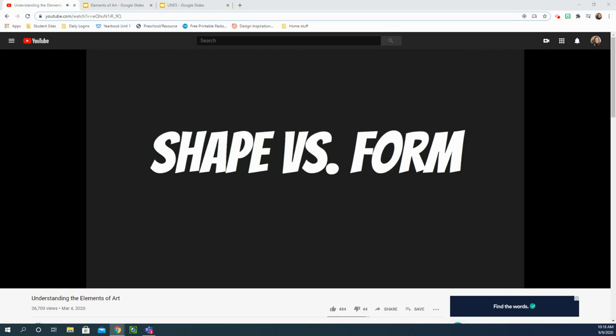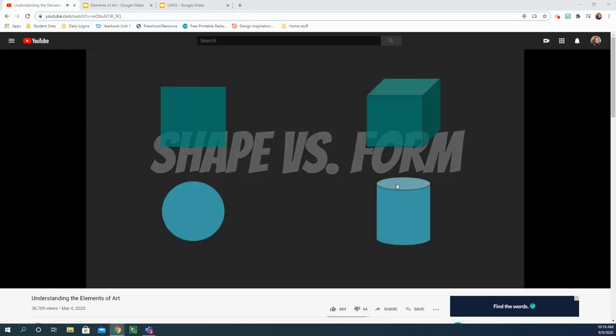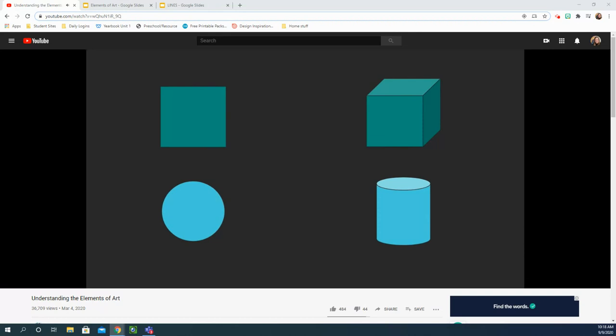Another element of art is shape and form. Let's take a look. Shape would be on the left, form is on the right. So what's the difference between the two? Well, shapes are two-dimensional, and forms are three-dimensional. So when we look at a shape, it has two dimensions.